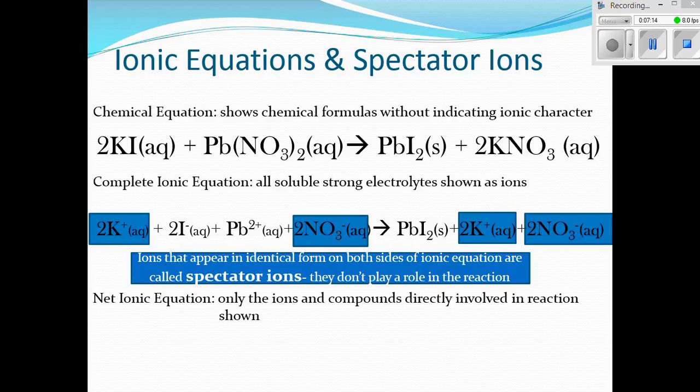So the net ionic equation is only the ions and compounds directly involved in the reaction shown, which would be 2 of the iodide ions, the lead ions, and it produces the lead 2 iodide solid. Again, since it is solid, it does not dissociate into the ions.